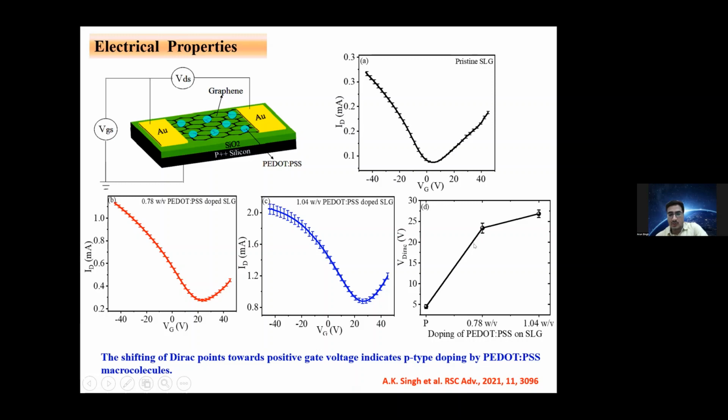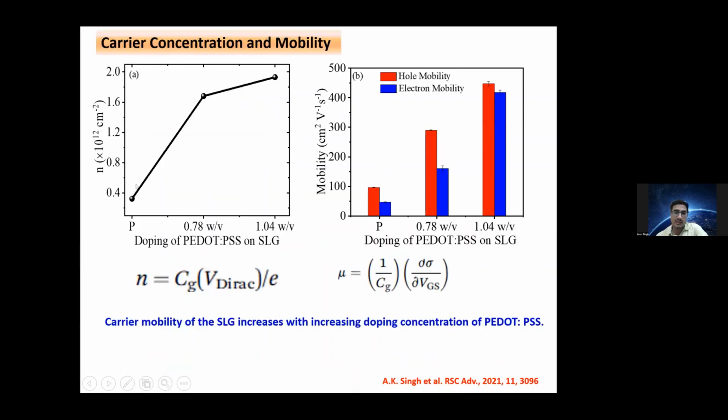And we have also calculated the carrier concentration as a function of PEDOT:PSS concentration. The carrier concentration increases with increasing doping concentration of PEDOT:PSS. And we have also measured the mobility by using this formula, 1 upon Cg times delta sigma upon delta Vg. The mobility increases with increasing PEDOT:PSS. It means our PEDOT:PSS doped graphene can be used as a transparent electrode.